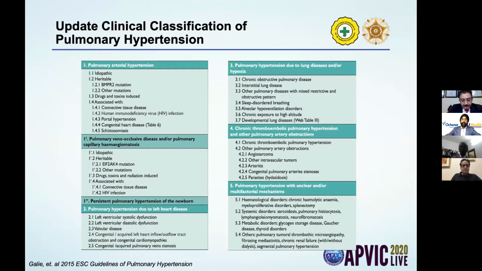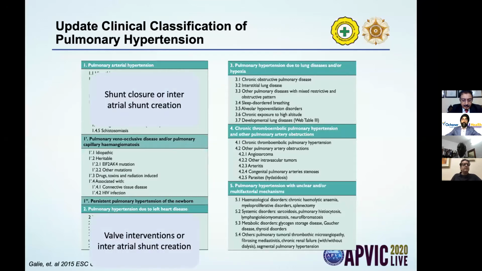The latest update on the clinical classification of pulmonary hypertension has 5 classifications, and we have worked on several types of these pulmonary hypertensions. Most of them are type 1 PAH, some type 2, and fewer numbers of type 3 and type 4. So we have the intervention for type 1, where we can do shunt closures, as it's already widely established, or interatrial shunt creation when idiopathic PAH occurs.